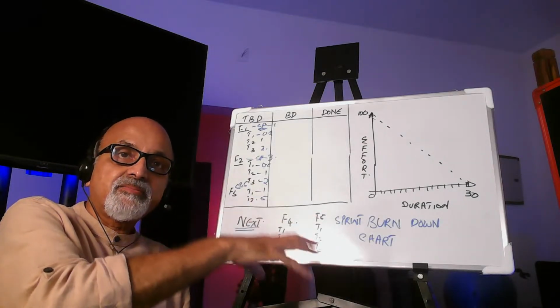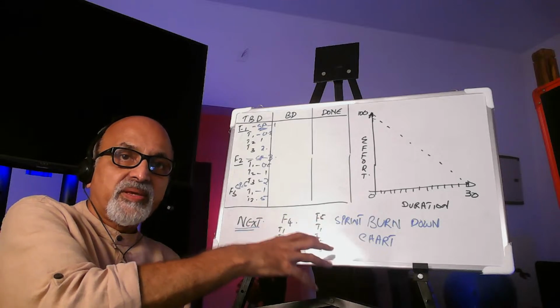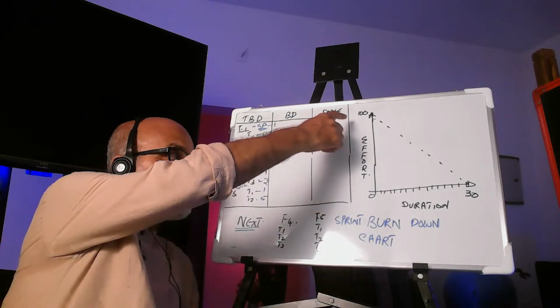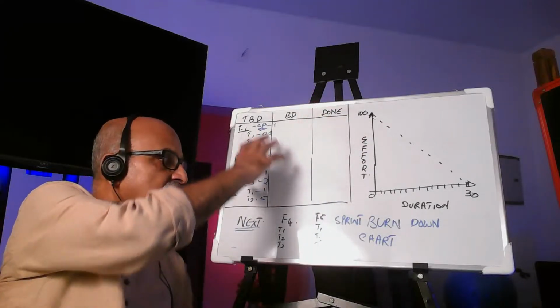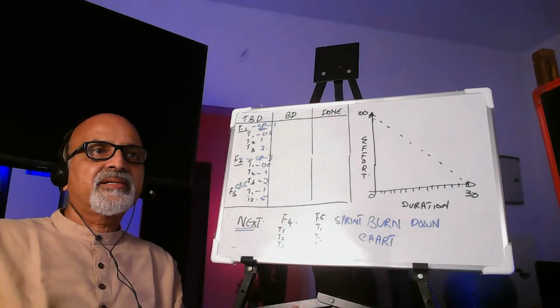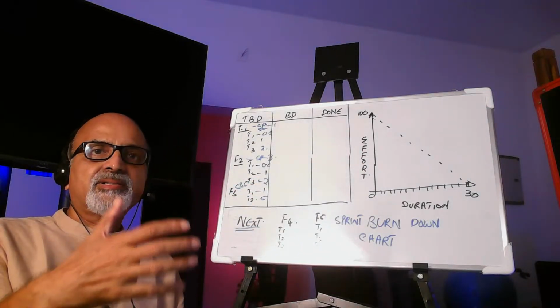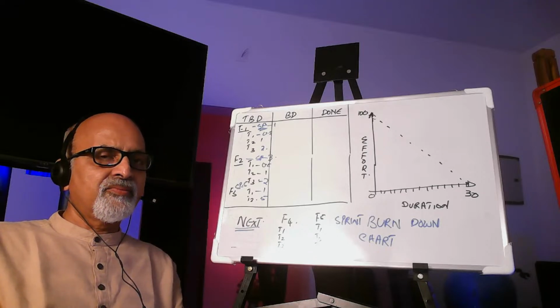Whereas for a sprint burn down chart, it is always better to provide the effort. So what was the planned effort, and on a daily basis we keep updating it. The updating part I'll explain in detail in one of the upcoming videos.